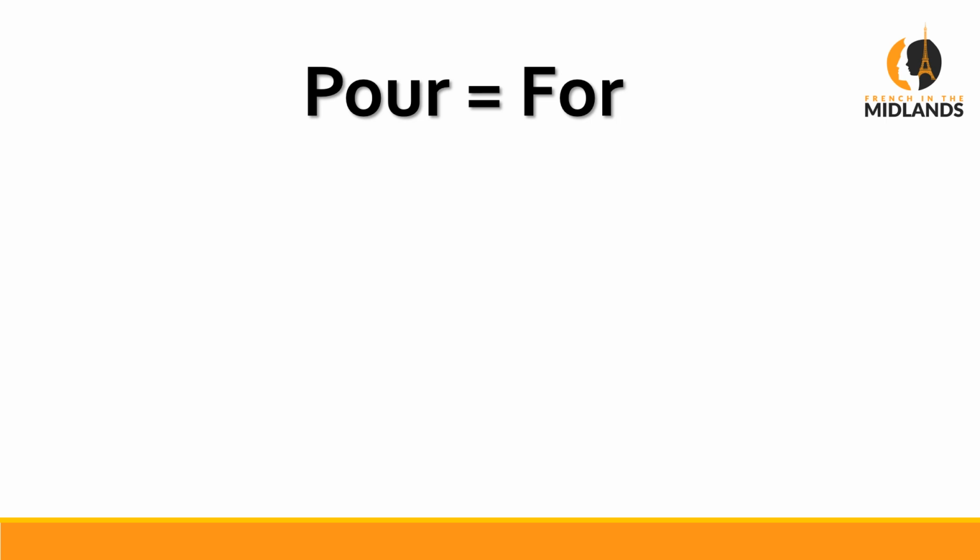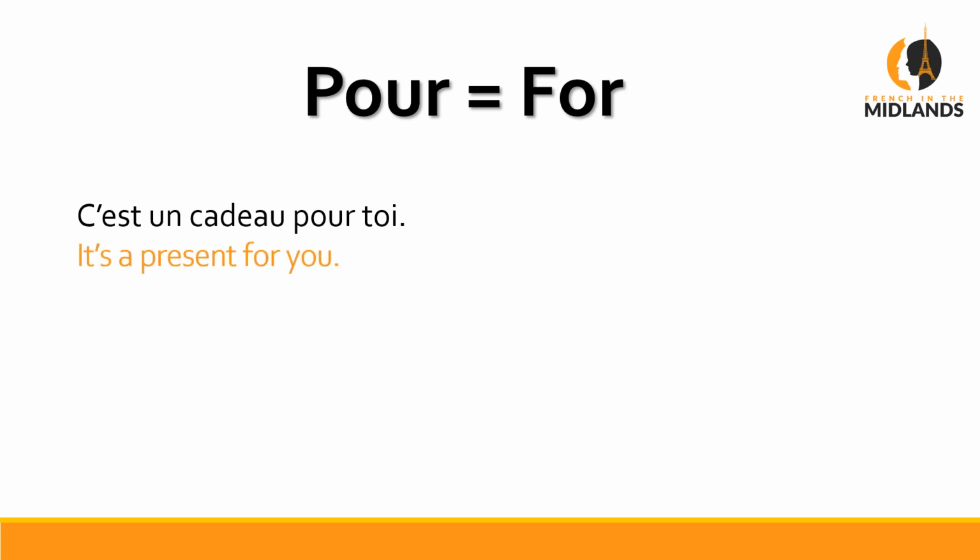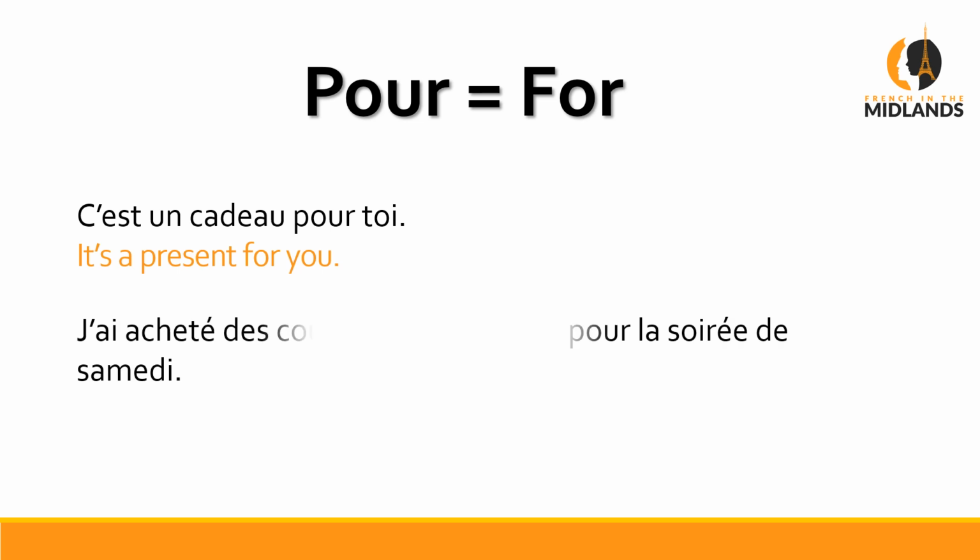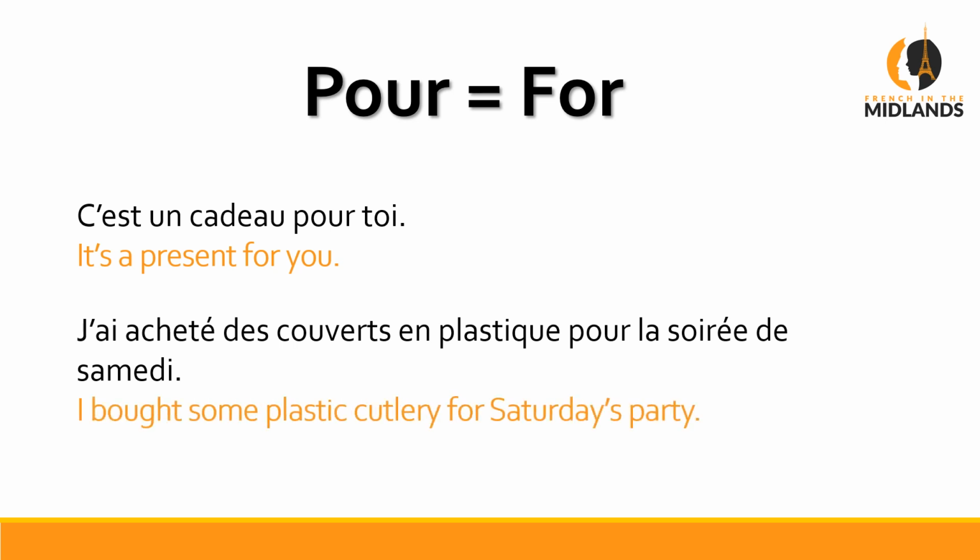Pour, the first meaning is obvious, it's for. Say, for instance, c'est un cadeau pour toi. It's a present for you. That's fairly straightforward. Or you could say, j'ai acheté des couverts en plastique pour la soirée de samedi. I bought some plastic cutlery for Saturday's party. So the meaning of for, the exact same one as English.